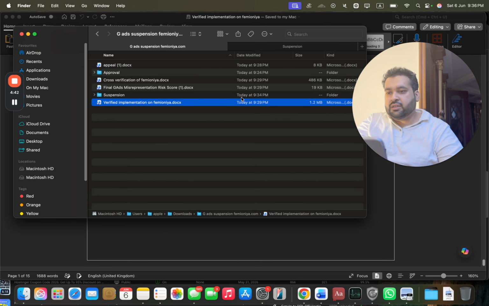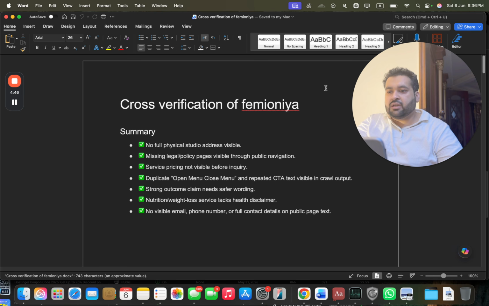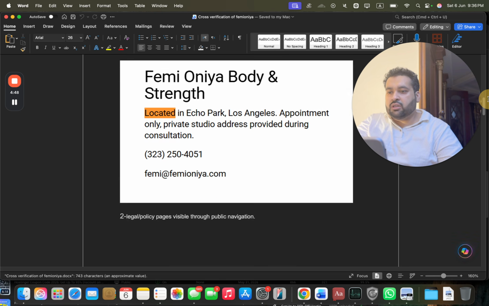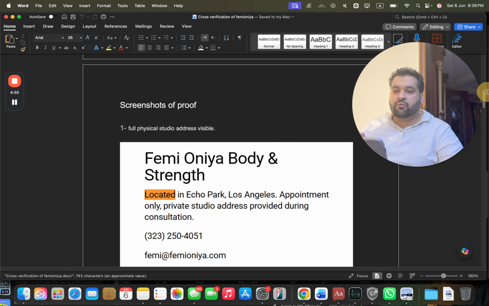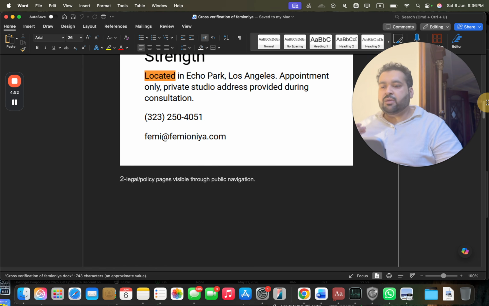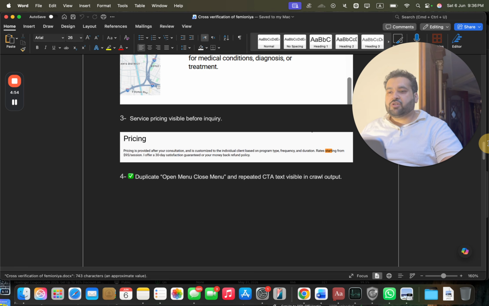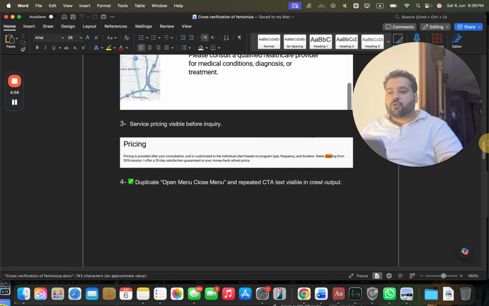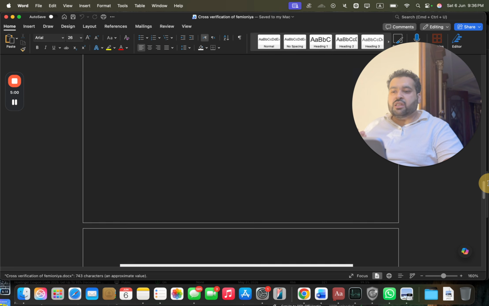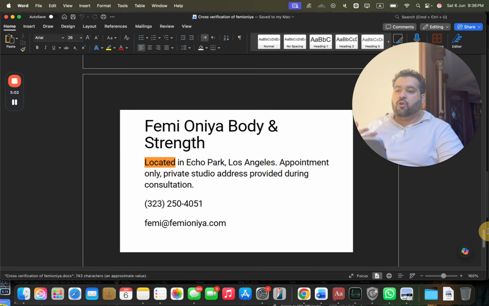And after this, another cross verification was done by another team member to see that all the things were implemented. So you can see the full address is visible, the legal policy page is visible through public navigation, and service pricing is available before inquiry. Duplicate open menu and repeated CTAs, everything was sorted, with a strong outcome on all pages.